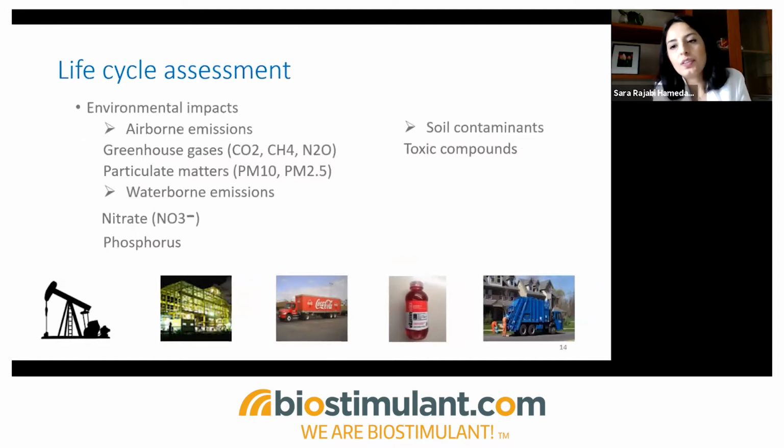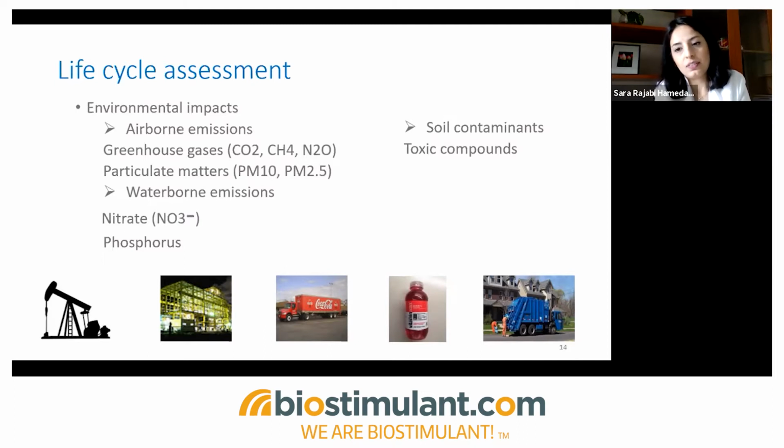We have different categories of environmental impacts. Environmental impacts arise from emissions to air, called airborne emissions, emissions to water, or waterborne emissions, and soil contaminants. Airborne emissions consist of greenhouse gases from burning fossil fuel, represented as carbon dioxide, methane, and nitrogen oxide, and also particulate matters that are demonstrated as dust and smoke large enough to be visible. These particles are pollutants emitted from power plants.